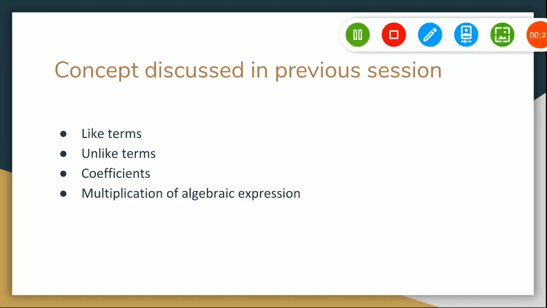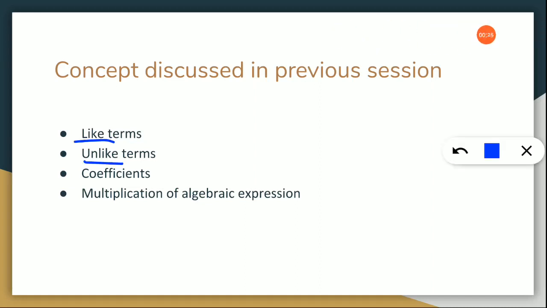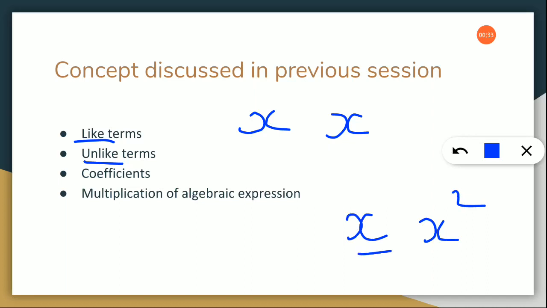Okay? Then comes the like term and unlike term. If the variable is same, we call it a like term. If the variable is different, we call it an unlike term. Okay? What is a coefficient? The value carried by that variable is called a coefficient. So what is the coefficient of x here? It is 1.